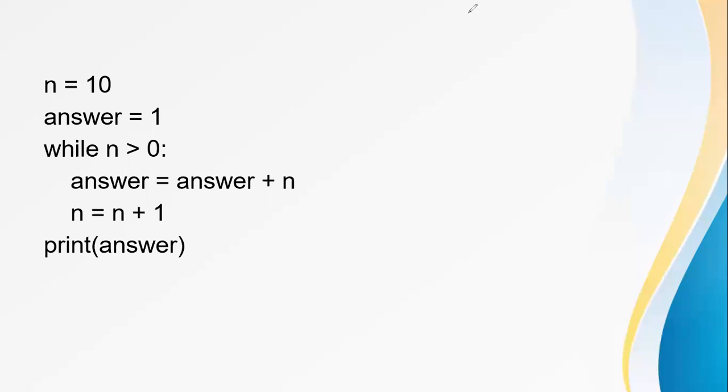Good, good, good, good. Here I should write it as n minus 1. So what will happen? n will keep on decrementing. Finally, n will become 0. Condition will fail. Then you will get out of the loop.